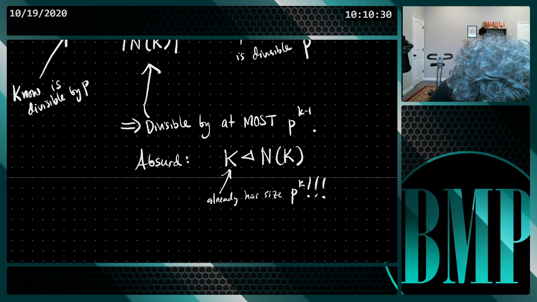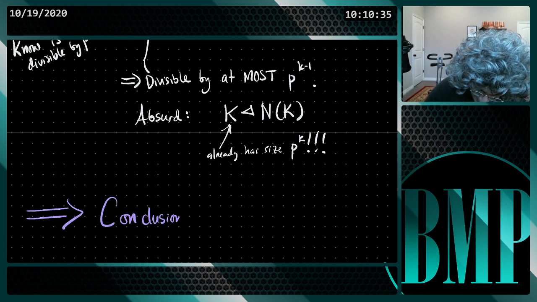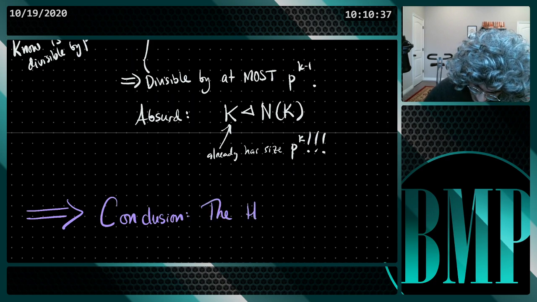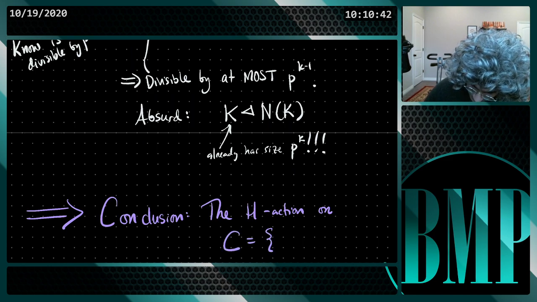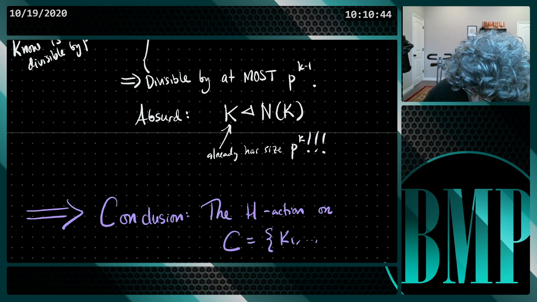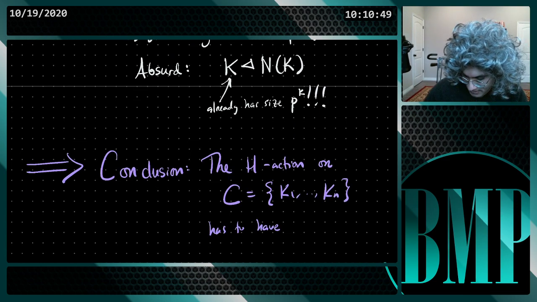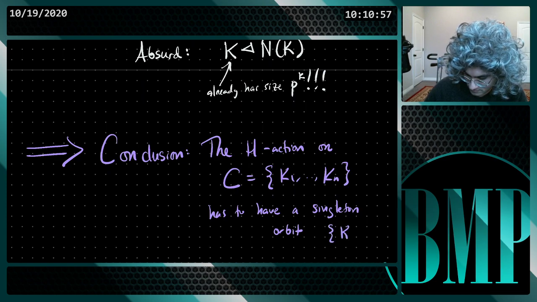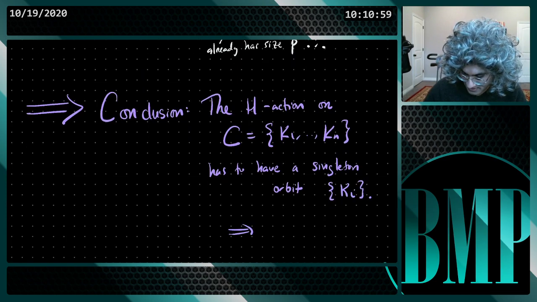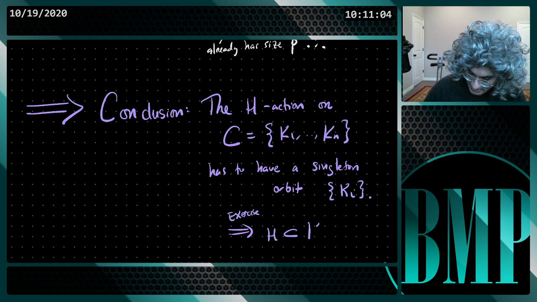Okay, so let me just say what the conclusion was. The H action on C has to have a singleton orbit. But then, by the exercise, H is contained in that Ki.